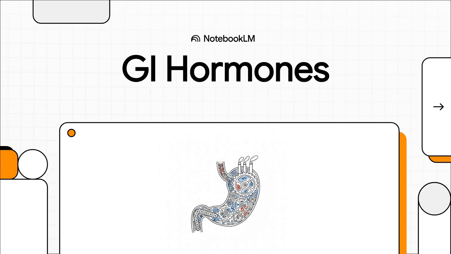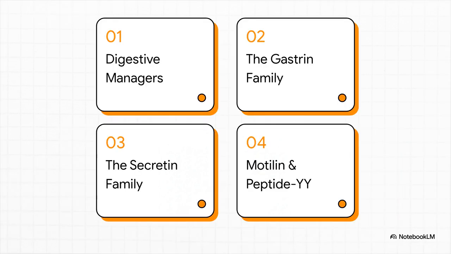We call these vital memos gastrointestinal, or GI hormones. By understanding the types, the sources, and the functions of these hormones, you're going to see exactly how your body coordinates the massive task of breaking down your meals. To keep things perfectly organized, here's our roadmap for the journey today as we follow a meal through the system. We'll meet the digestive managers, check out the gastrin family, look at the secretin family, and wrap up with motilin and peptide YY.